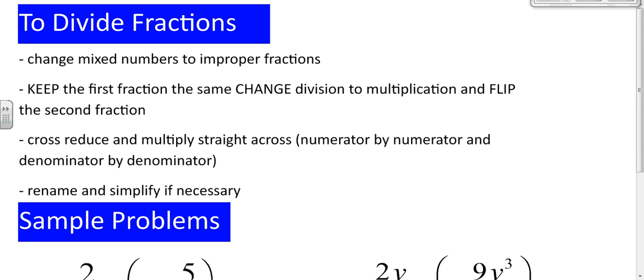Now when I divide fractions, it's very similar. I'm going to change the mixed numbers to improper fractions. I'm going to keep the first fraction the same and then change the division to multiplication and flip the second fraction. That's where things get different. Remember, we keep, we change, and we flip. Then we'll cross-reduce and multiply straight across, just like in multiplication, and rename and simplify if necessary. But remember, we cannot cross-reduce until after we keep and we change and we flip.